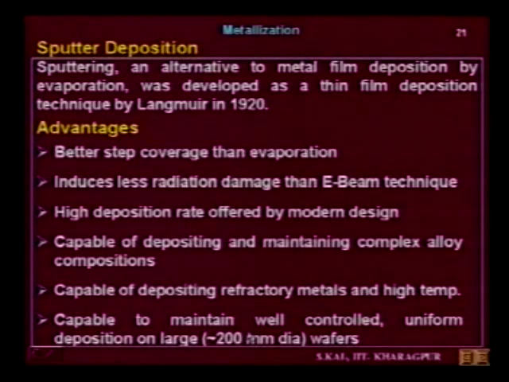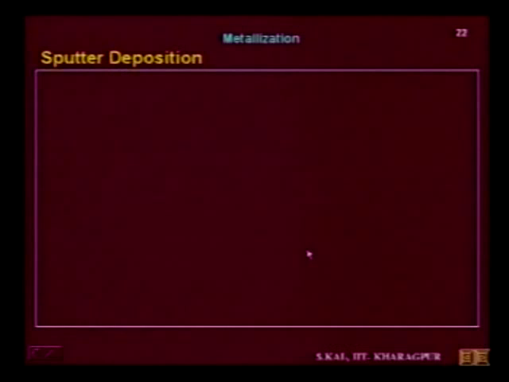So you can deposit in a controlled manner with uniform deposition on large size wafers. So these are the advantages of sputter deposition. Okay. Now let us see the sputter deposition system.